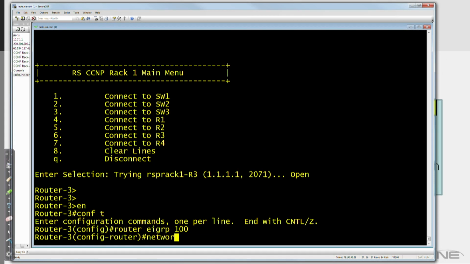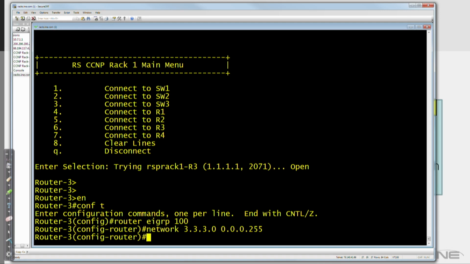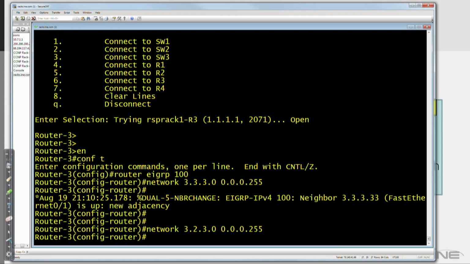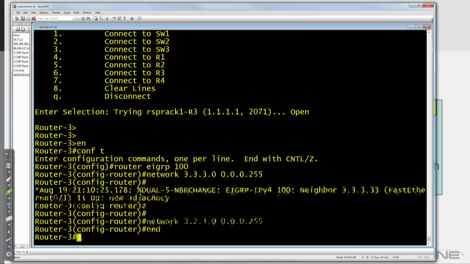So I'll include a network statement that he shares with switch 3, and we'll see a neighborship form almost instantly from that. There we go. And then I will also include a network statement for that link that's shared between router 3 and switch 2. I do not have to put a passive-interface command into this guy. I only have to do it on one side of the link. It wouldn't hurt to do it here, but since I already did it in switch 2, there's no way switch 2 and router 3 can ever become friends. There's no way they can become neighbors.